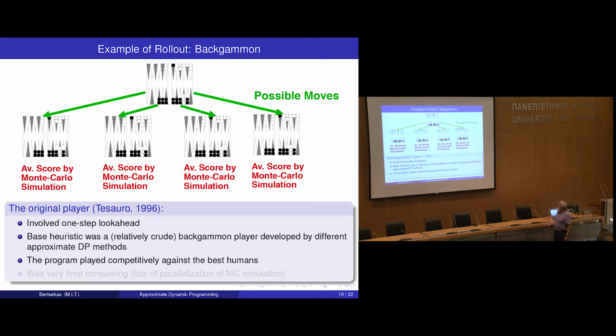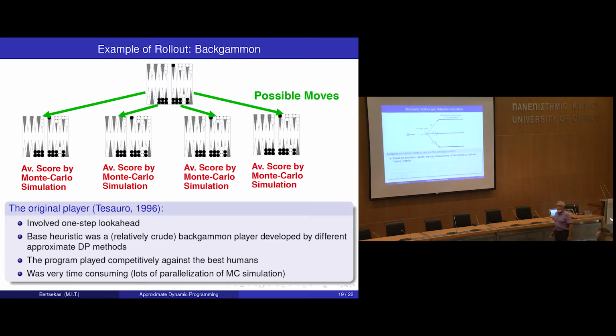However, it played slow because all of this computation is online. However, it played well and competitively against the best humans. And that's how the program basically worked. It involved this base backgammon player. It involved also some handcrafted features that guided the simulation. And it was a great success at that time.